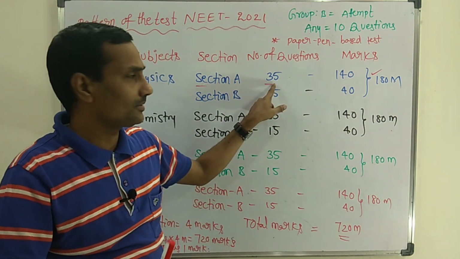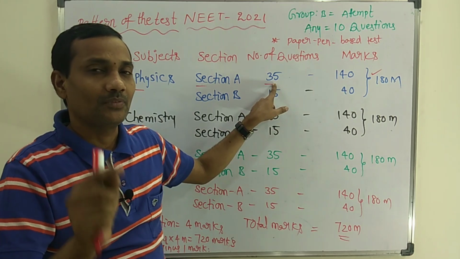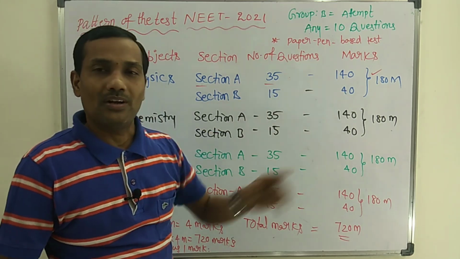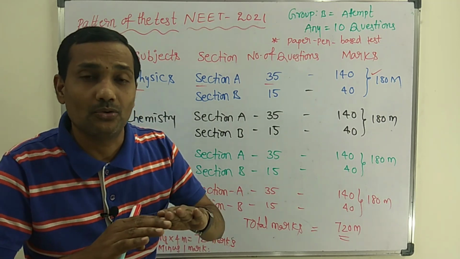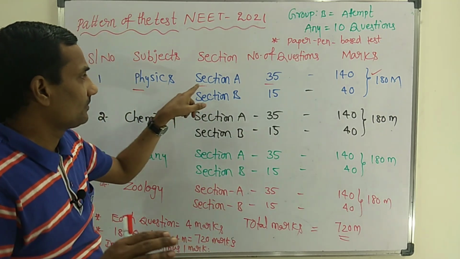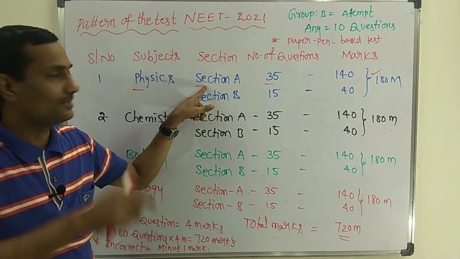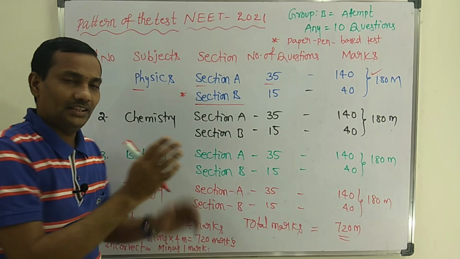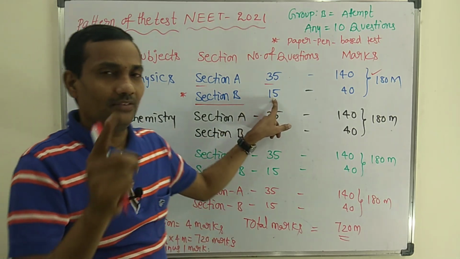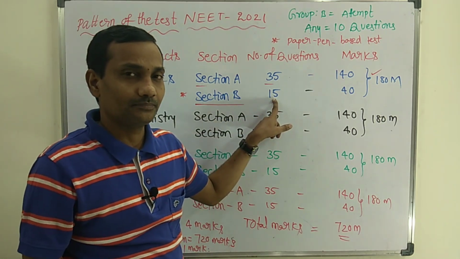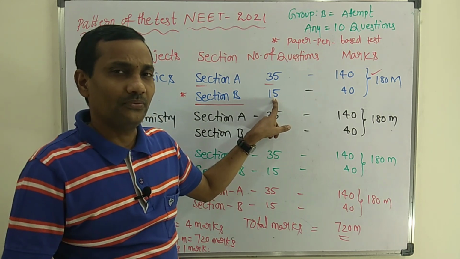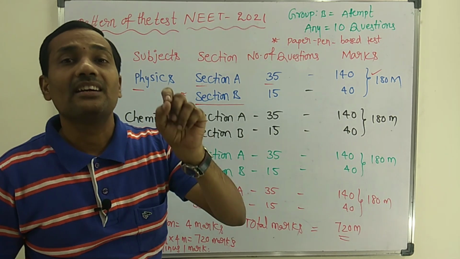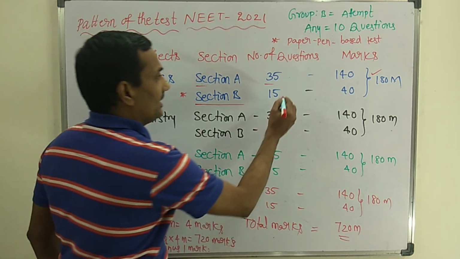Section A consists of 35 questions. You have to write all 35. 35 into 4, 140 marks. That is, there are no choice questions in section A. But section B is very important, because in section B there will be 15 questions. Out of 15 you have to attempt any 10 questions. So that is very important.